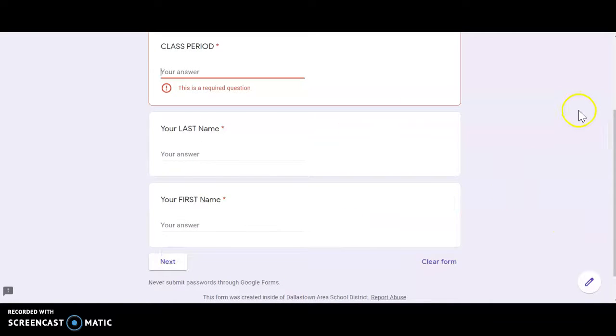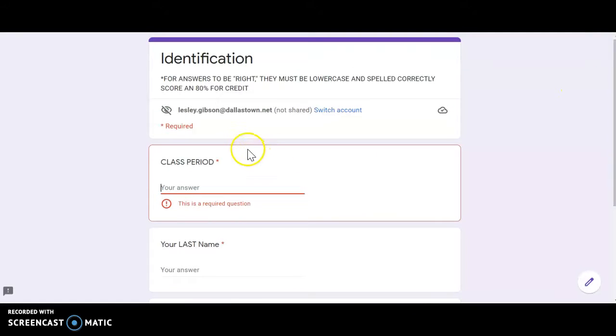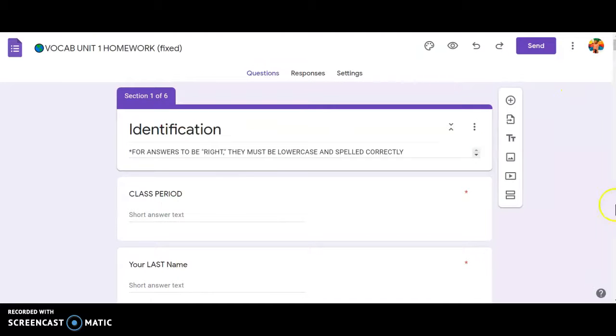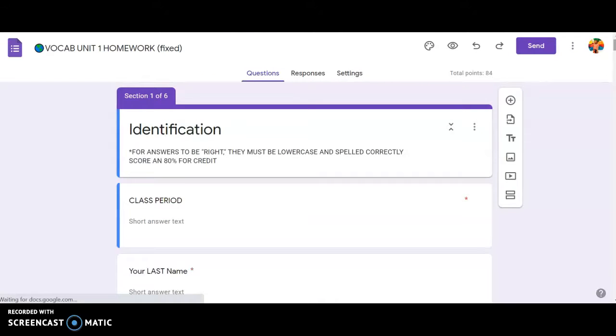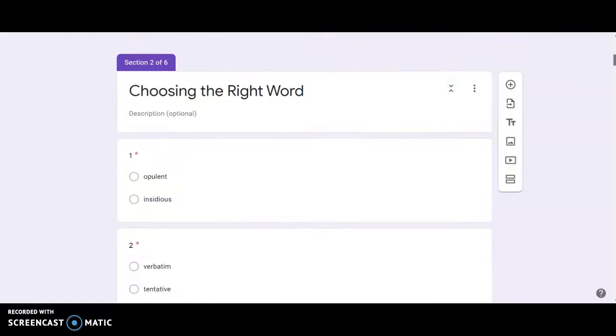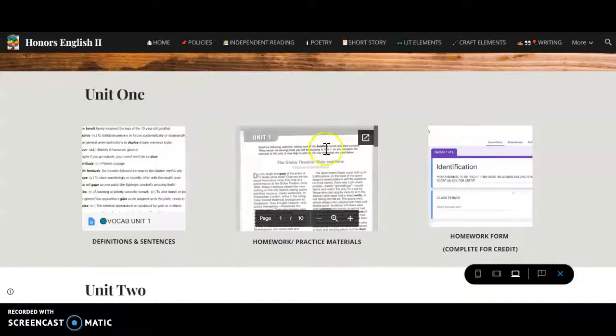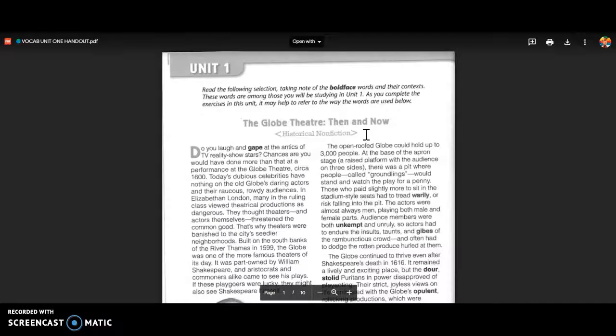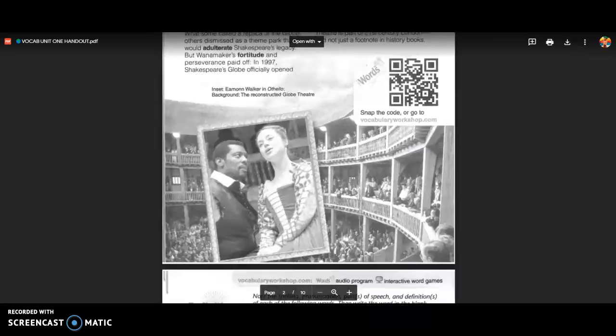Okay, well, I'm not going to put in my information, but anyway, the first activity, I believe, actually, let me just go into the editable part of this so that you can see. Okay, see, choosing the right word. So that's where the actual assignment begins. Again, going back to the PDF, was choosing the right word. That was where the activity began.